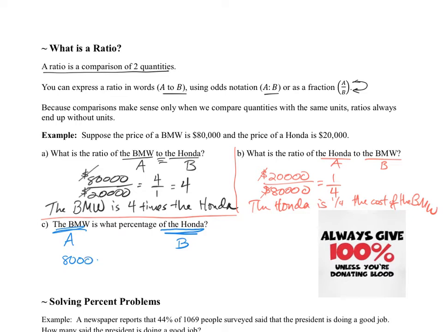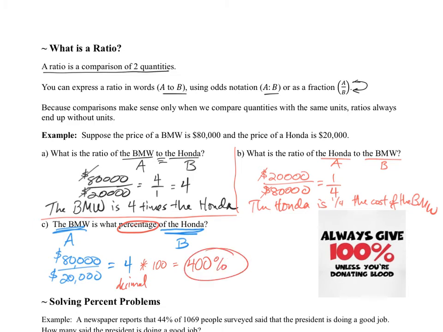So if we do this, $80,000 divided by $20,000, right? It's just slightly worded differently from part A. We already know that this should be 4, but we're trying to make this a percentage. So if we know our decimal, and yes, this is a decimal, and we're trying to make a percentage, all we have to do then is multiply this by 100 to get 400 and put a percent after.